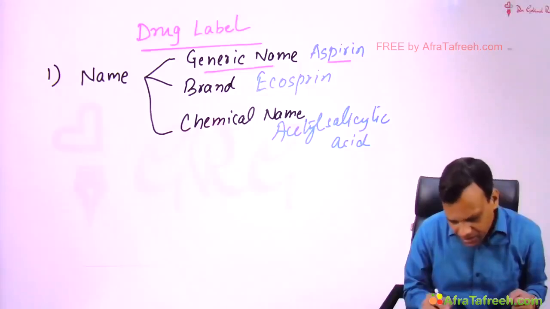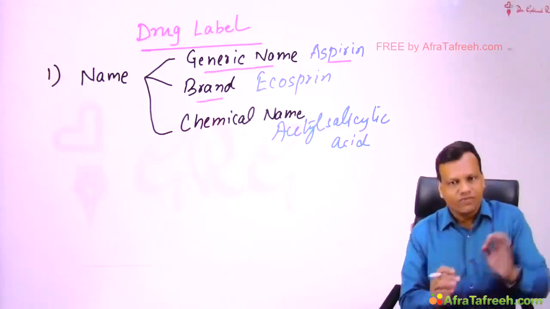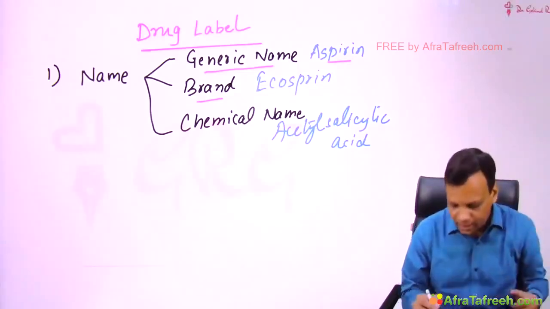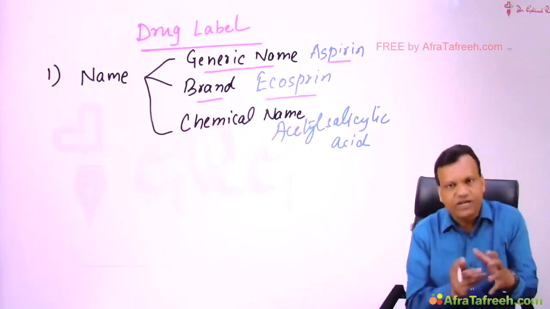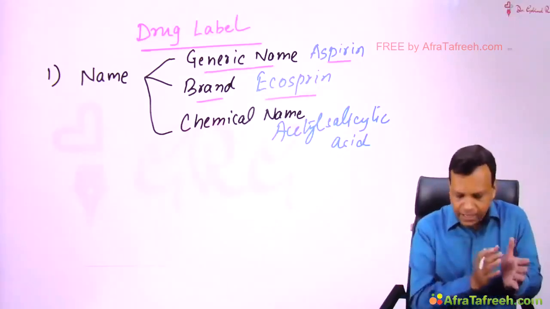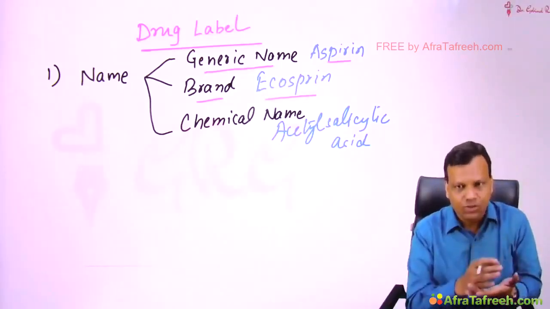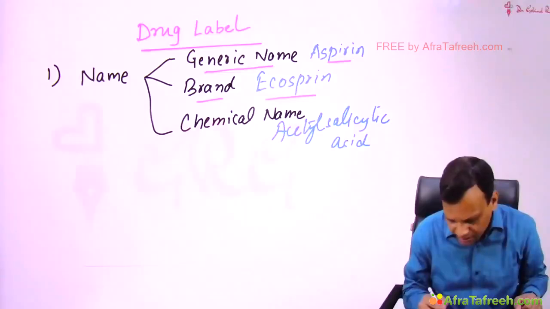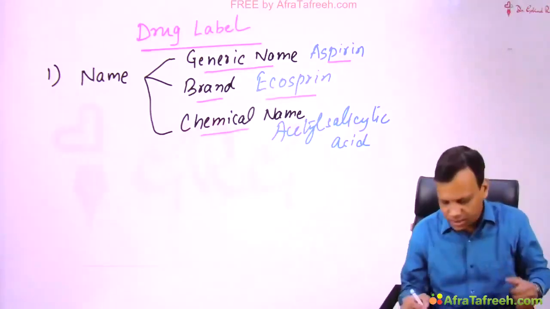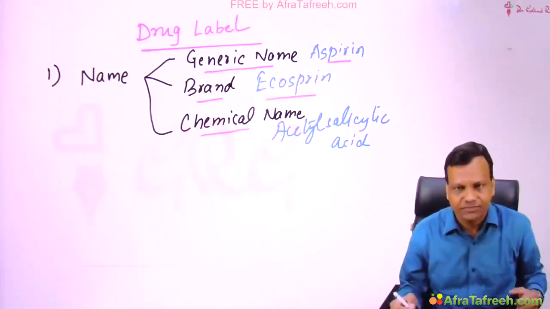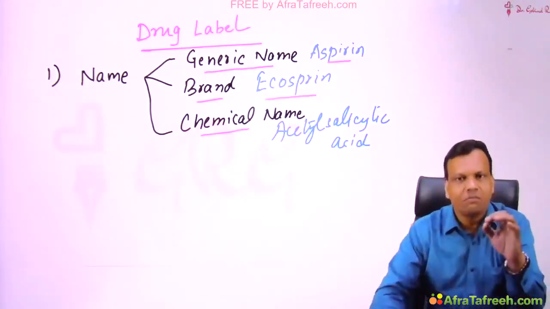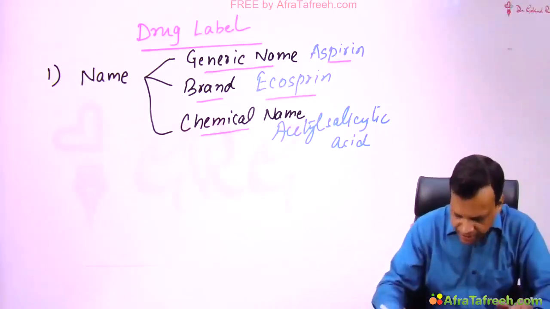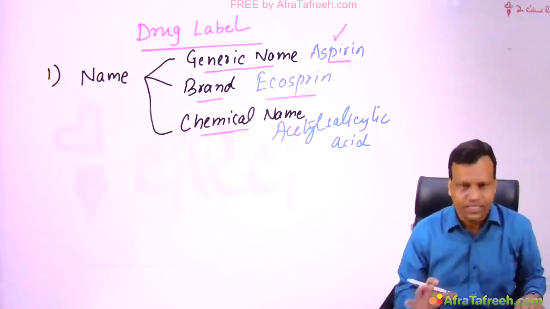Then brand name is the name of that drug which is given by that company, so it is identifying that brand. One generic drug may have several brand names, like aspirin can come as ecosprin, it can come as disprin, it can come as any brand name. Then chemical name is the full chemical structure, acetyl salicylic acid. The question is, which name must be present on the drug label? Obviously, generic name must be present.